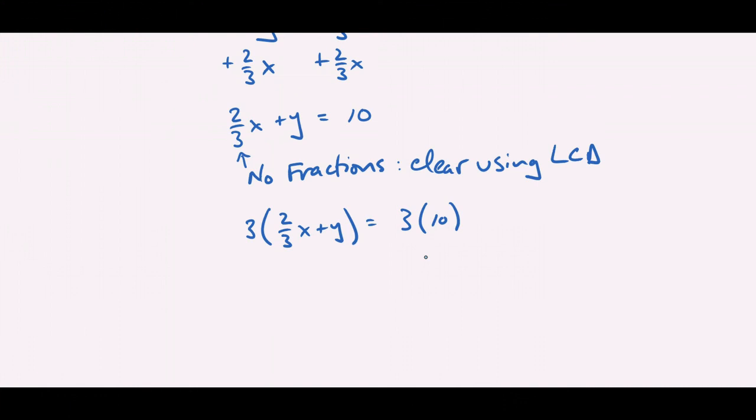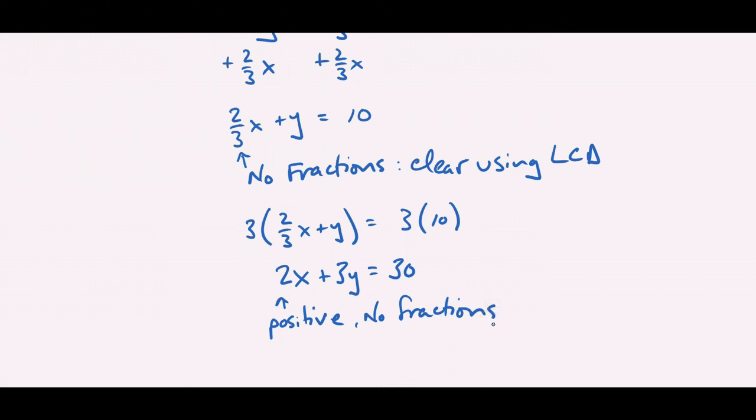We can do that. So on the left-hand side, when we distribute, 3 times 2/3 x will just be 2x. 3 times y is 3y. And 3 times 10 will be 30. Now, it's positive in the leading term, and there are no fractions. Not something that you have to do, but generally something that you'll see when it comes time to write your answers in standard form.